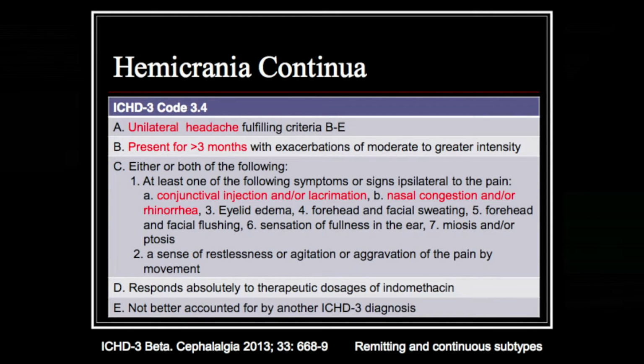Hemicrania Continua is a much longer duration headache, and this is a strictly unilateral headache, so it's side-locked. It's just on one side of the head. It's been present for about 3 months, and you get the same sort of cranial autonomic symptoms. So you can get conjunctival injection, lacrimation, nasal congestion, and rhinorrhea. You can read the same list. It's the same list as we've been showing before.